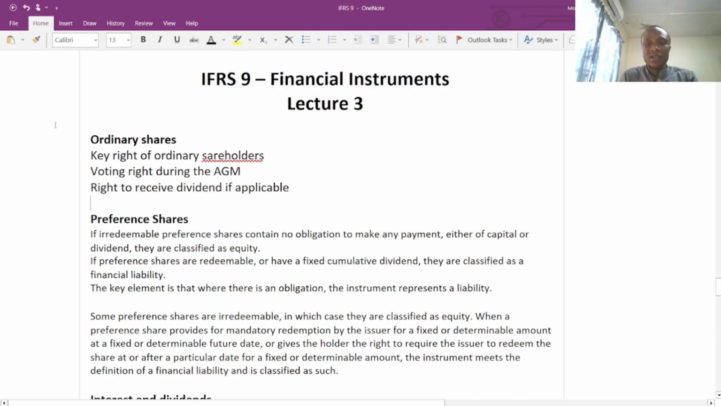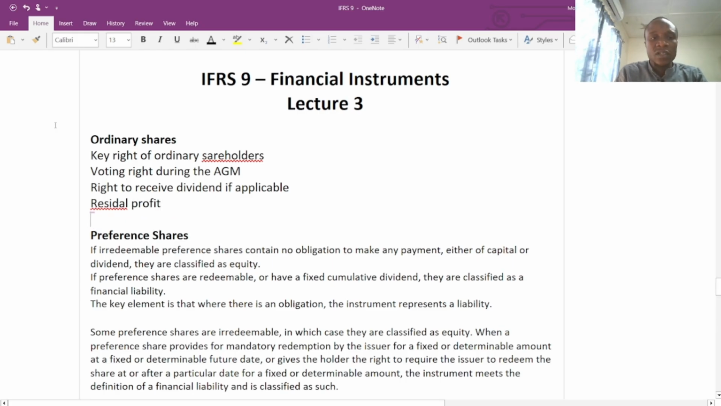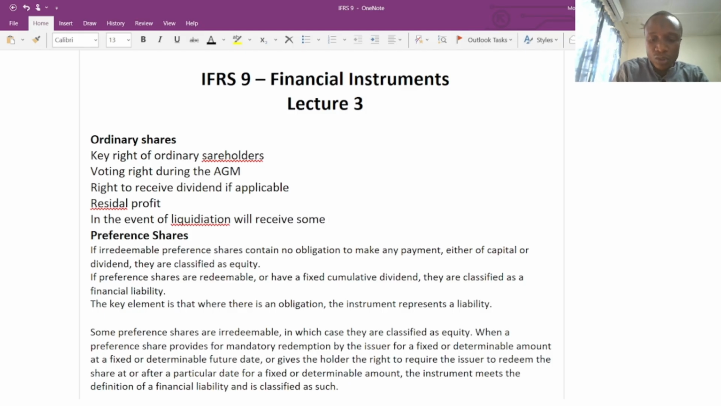Another right of being an ordinary shareholder is the right to a residual profit. Also, in the event of liquidation, you are able to receive some portion of the assets. So in the event of liquidation, you will receive some portion of assets.